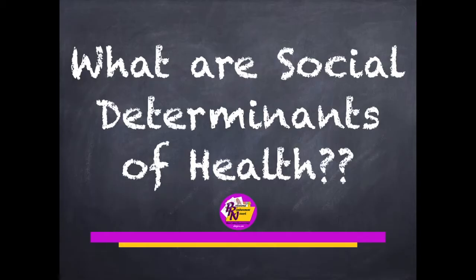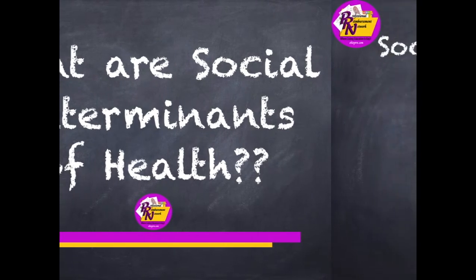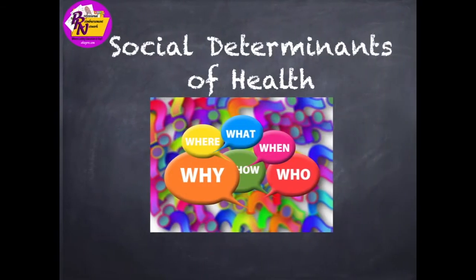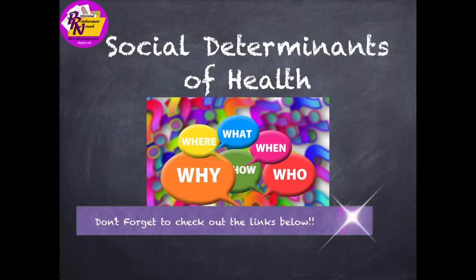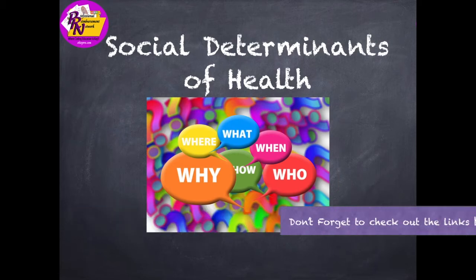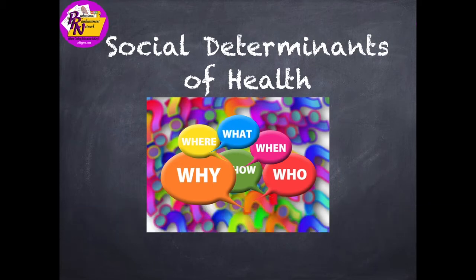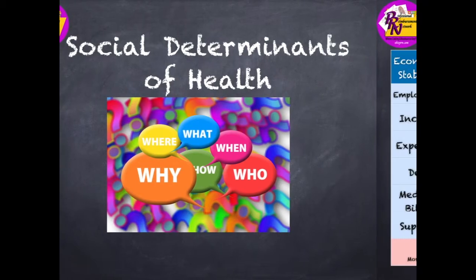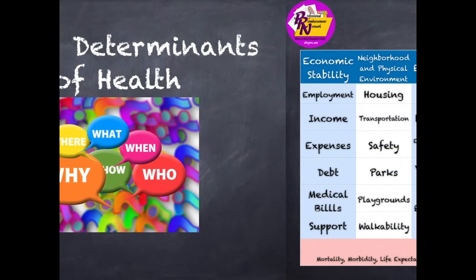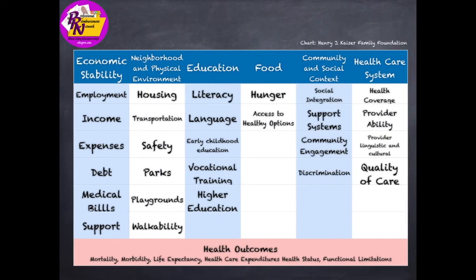What are social determinants of health? Social determinants include societal and environmental conditions such as food, housing, transportation, education, violence, social support, health behaviors, and employment. Social determinants of health are the conditions in which people are born, grow, live, work, and age that shape health.